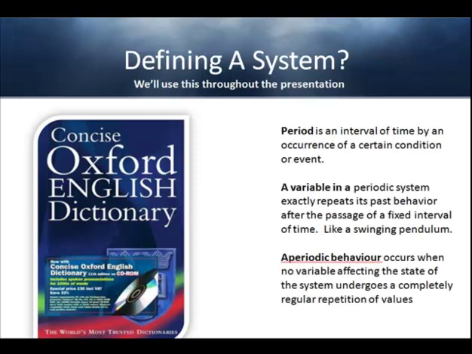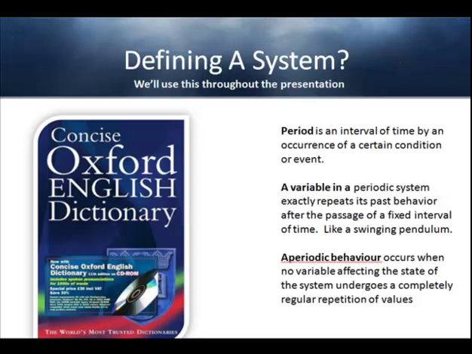And then we have more words to do with defining a system. A period is an interval of time marked by an occurrence of a certain condition or an event, right? And a variable in a periodic system exactly repeats its past behavior after the passage of a fixed interval of time, kind of like a swinging pendulum.